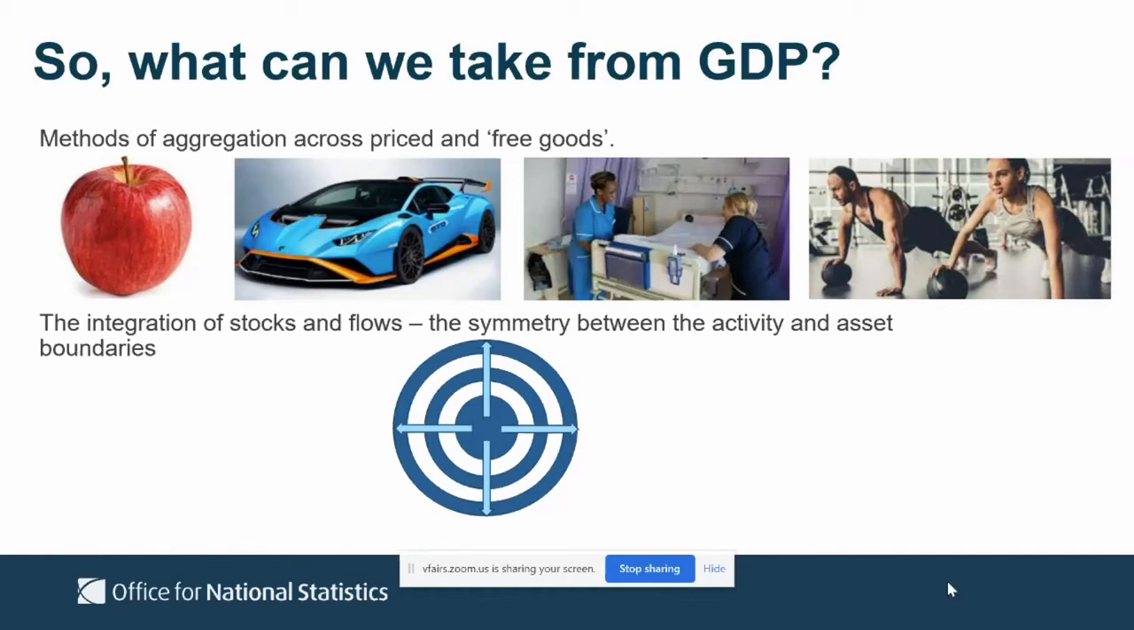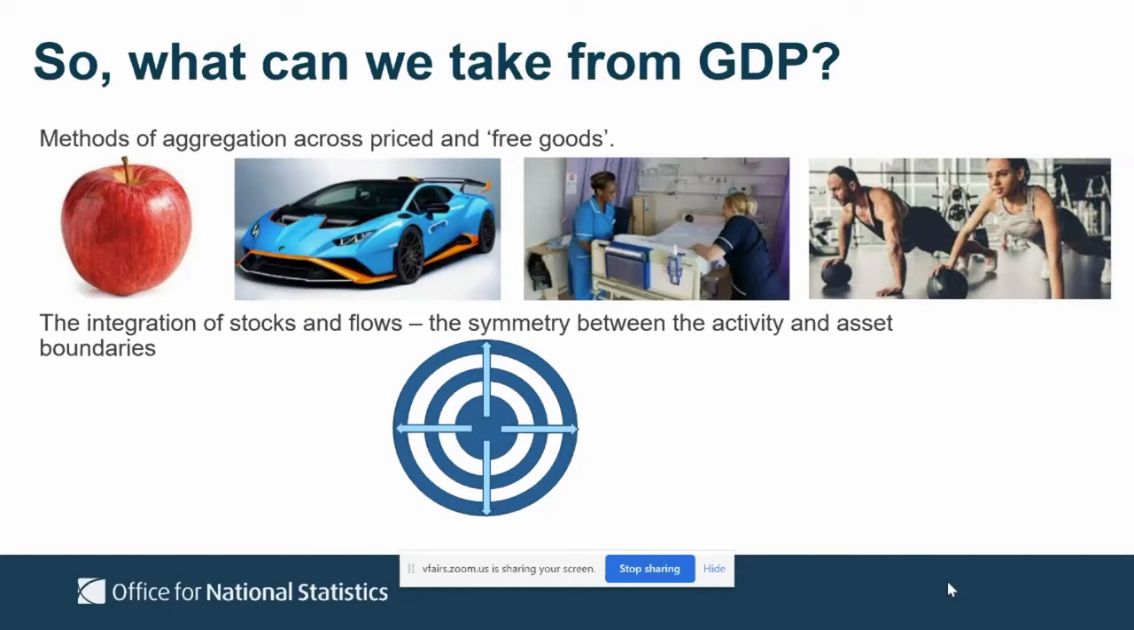We have this method of aggregating very, very different things into what we consider to be one meaningful and economically significant measure, or a series of measures, GDP and the other aggregates that fall out of national accounts. But it's really that method of aggregating. And it's a method that's built on consistency and symmetry between where you draw that production, that activity boundary, and where you draw the boundary around the assets that feed into the production of those goods and services.